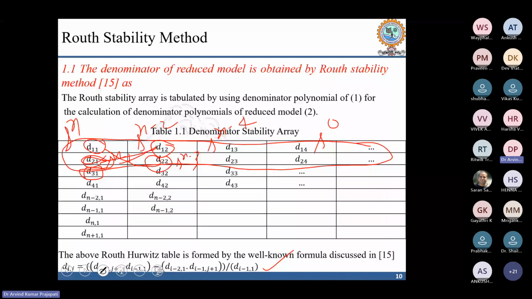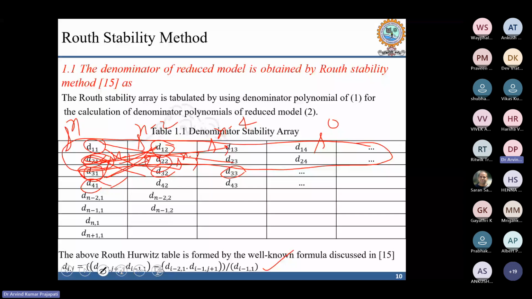Similarly, you can multiply this element with this element, then subtract this element, and divide by d2 1, and you will get d3 2. Similarly, you can calculate d3. And for calculating d4 1, you can again use the next two rows, cross multiply, and then divide by the first column's coefficient, and you will get d4 1. Similarly, you can complete this table. This table you already know. It is similar to the one you use for checking stability.